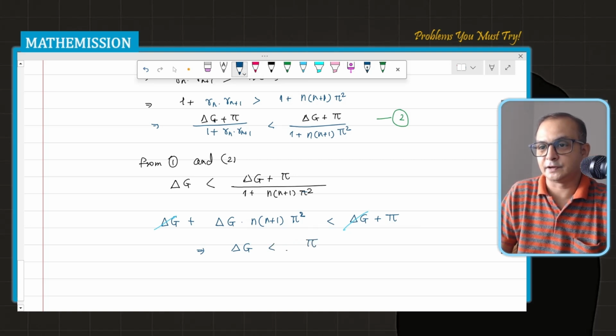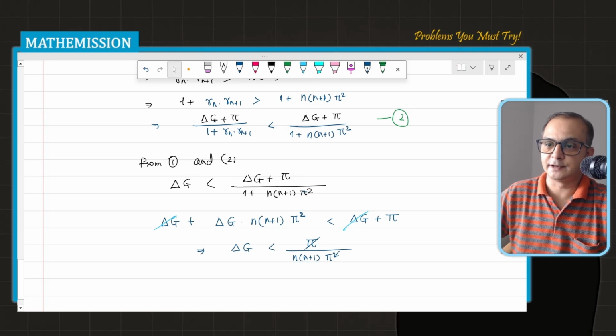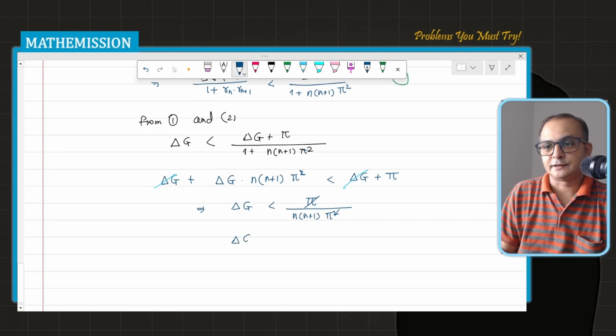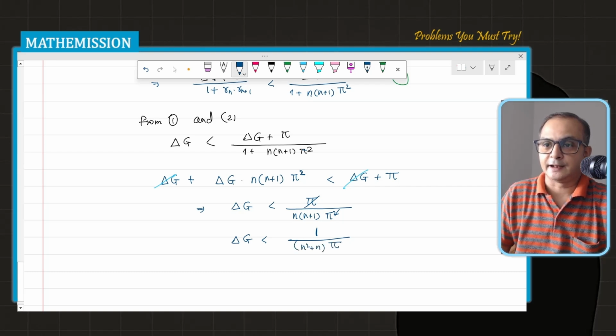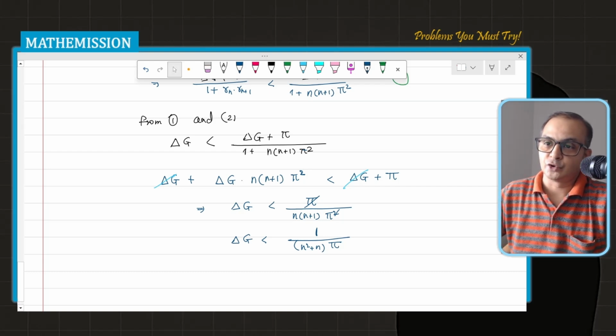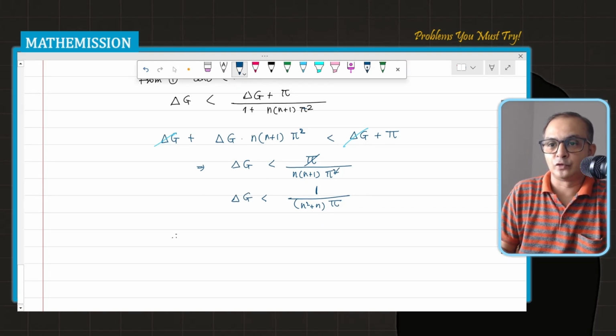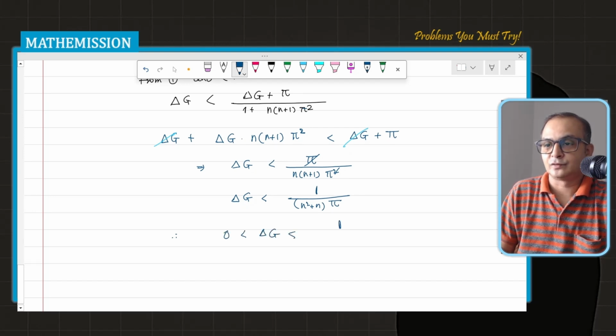There's a pi divided by n into n plus 1 pi squared, and this one pi will get cancelled again, and we got that delta G is 1 by n squared plus n pi, and that's the right hand side of the inequality we had to establish. So we can say now that we proved 0 is lesser than delta G is lesser than 1 by n squared plus n times pi, and that's the proof.